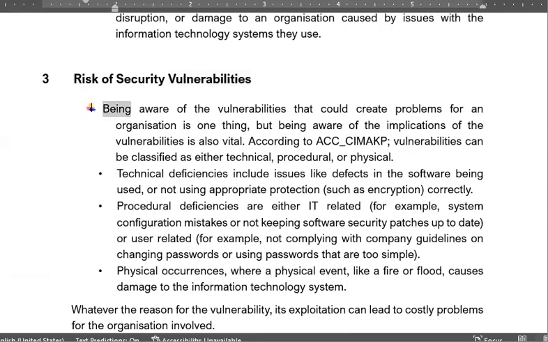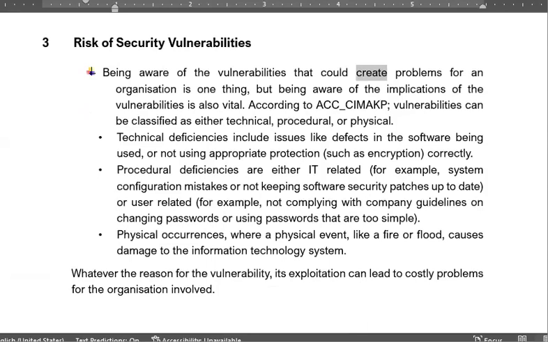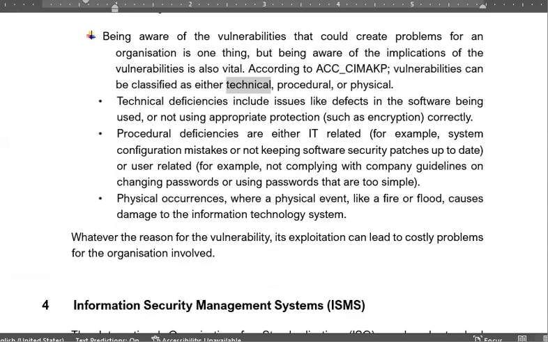3. Risk of security vulnerabilities. Being aware of the vulnerabilities that could create problems for an organization is one thing, but being aware of the implications of the vulnerabilities is also vital. According to ACC_CIMAC, vulnerabilities can be classified as either technical, procedural, or physical.